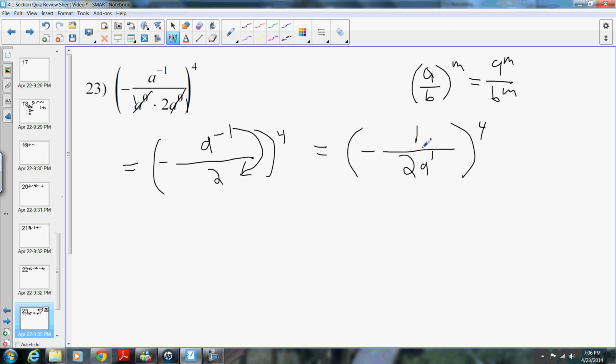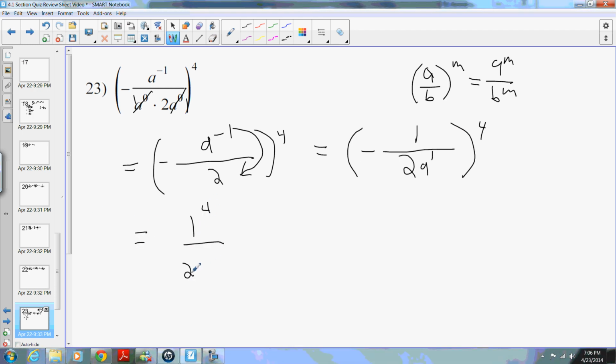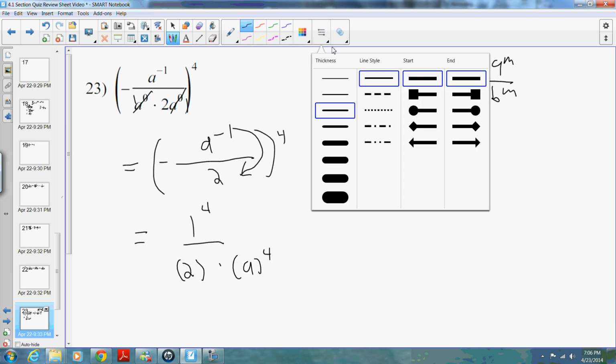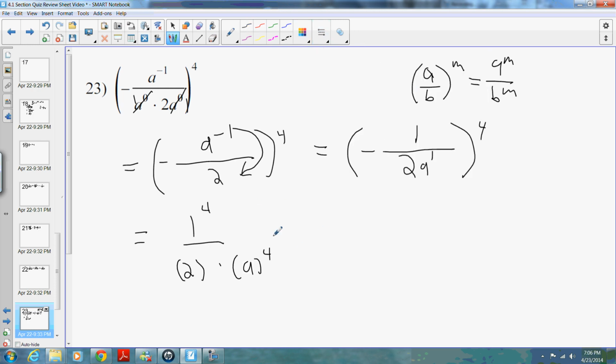So now I have this 1 over 2a. What remained after the a to the negative first went down? 1 remains. 1 always remains. Now it ends up in the denominator, and now I have to raise everything to the fourth power. So what's my result? 1 to the fourth power over 2 to the fourth power times a to the fourth power. I wrote 2 there, but I meant to put a 4. And that fraction bar extends to over here. So I raised everything to the fourth power.